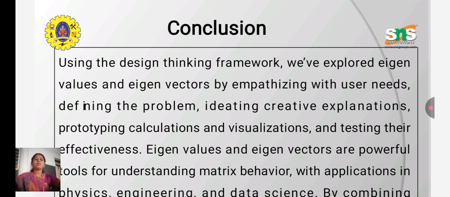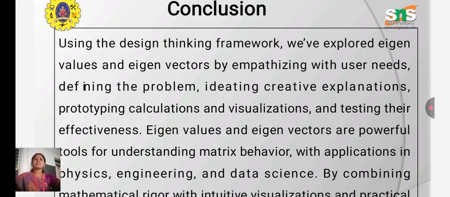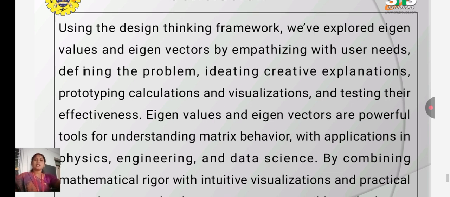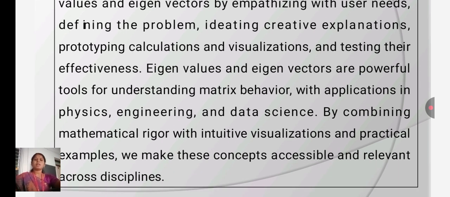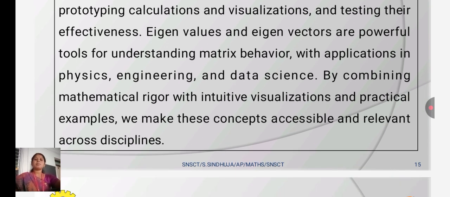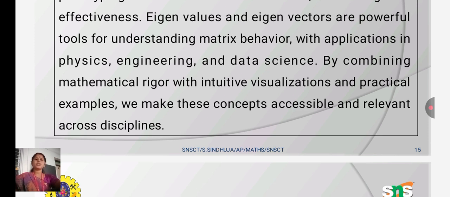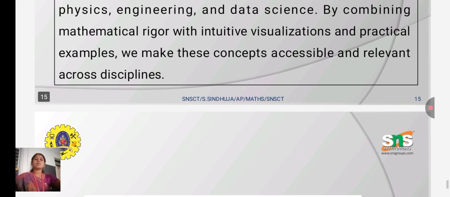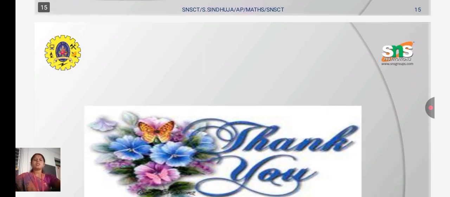As a conclusion, summarizing what we have seen so far: using the design thinking framework, we have explored eigenvalues and eigenvectors by empathizing with the user needs, defining the problem, ideating creative explanations, prototyping calculations and visualization, and testing their effectiveness. Eigenvalues and eigenvectors are powerful tools for understanding matrix behavior with applications in physics, engineering and data science. By combining mathematical rigor with intuitive visualization and practical examples, we make these concepts accessible and relevant across disciplines.